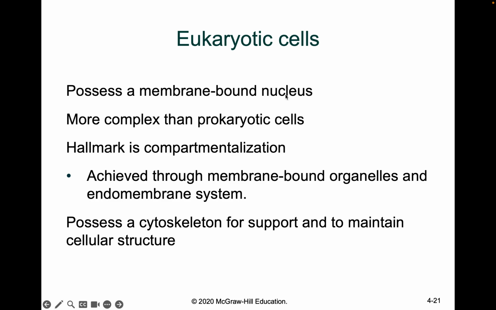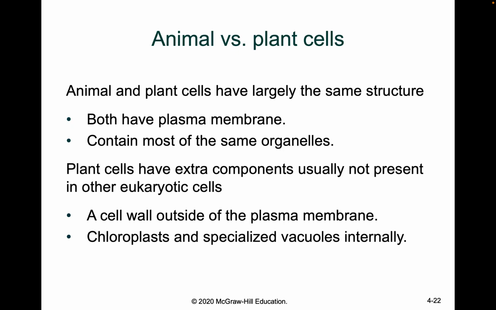Of course, nucleuses are membrane-bound, so that's why they have a nucleus, and they actually have a cytoskeleton that's helping support and maintain the cellular structure, which we'll definitely go into in much more detail. So now let's see about animal and plant cells. Animal and plant cells are very similar to each other. They actually have very similar structures. They both have a plasma membrane, and they contain most of the same organelles. The only thing that makes them quite different is that plant cells have a cell wall, very similar to prokaryotes, and they have chloroplasts and vacuoles. These are very specific to plant cells.